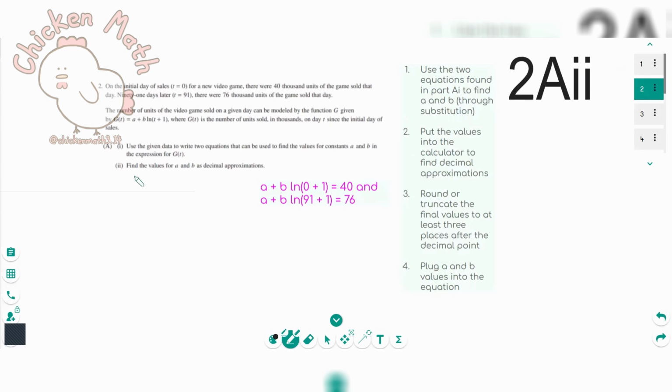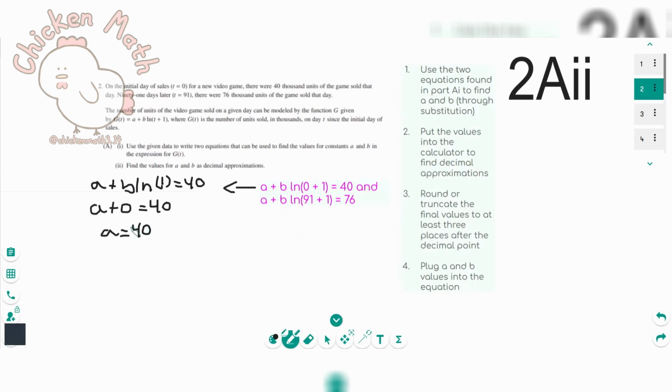All right, now the first thing to notice is that ln of 1 is 0. So if we wrote this out, a plus b times 0, no matter what b is, anything times 0 is going to be 0. So we can automatically make this into a 0. And then we have our 40. So a equals 40. That's your first constant that we found. And we don't even need to put this into the calculator because we just straight up got 40.